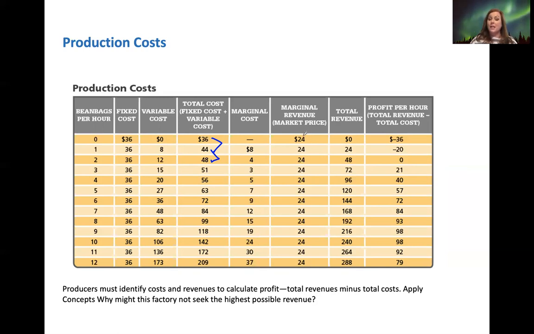We are selling the bean bags for $24. We're making about $24 an hour, and so you can see our total revenue here. 24 times 1 is 24. 24 times 2 bean bags is 48.